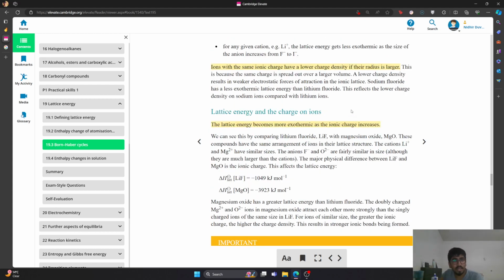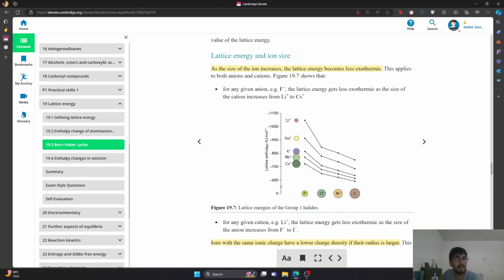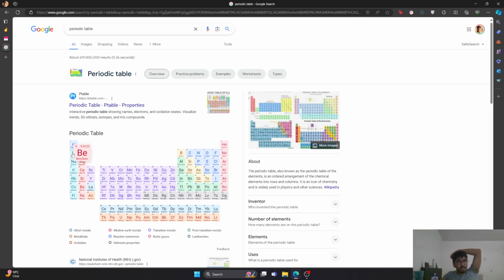Then another thing is for the same charge, right? One we talked about is size match. One we talked about is the difference between big and small, right? The third factor that they talk about is the same charge. So Li plus, Na plus, K plus, rubidium plus, and cesium plus. Between them, this is going down the period, right here: Li, Na, K, rubidium, and cesium.